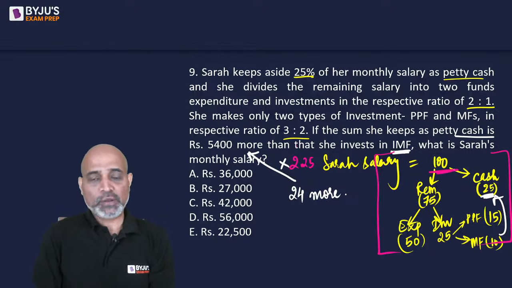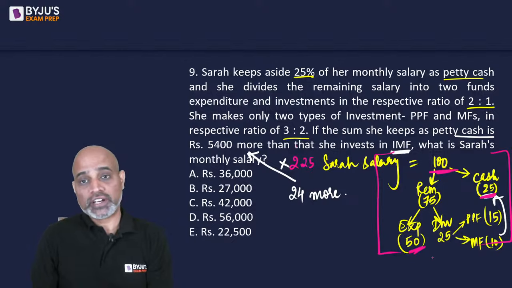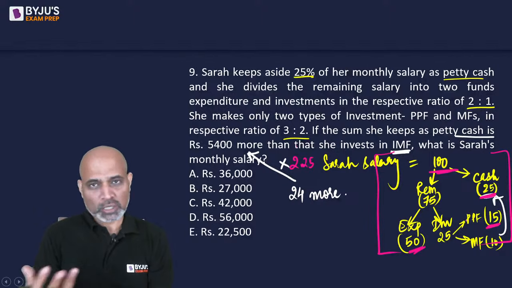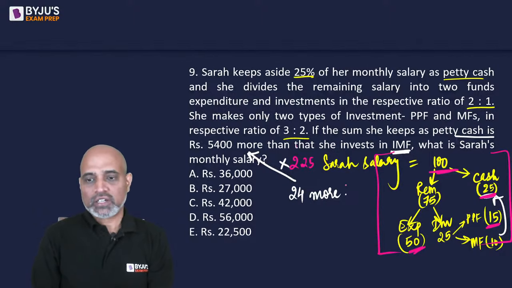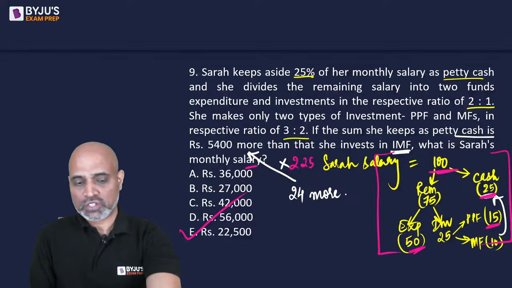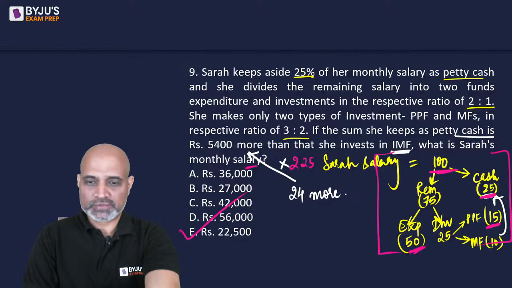Her salary will become 225 times. The petty cash with her will become 225 times. The expenses is going to become 225 times. Her PPF will become 225 times. सब चीज उतने ही टाइम्स हो जाएगा. तो अभी सैलरी पूछ रहे ना, तो मंथली सैलरी इज गोइंग टू बी 225 into 100, which is 22500. So one of the options should have been 22500.